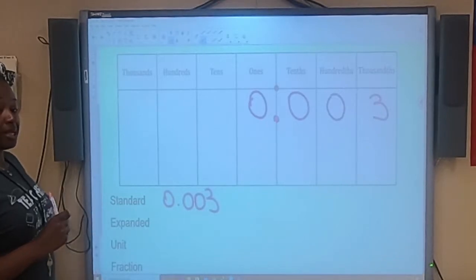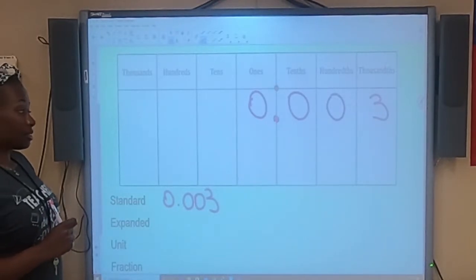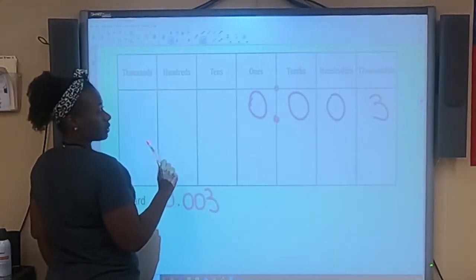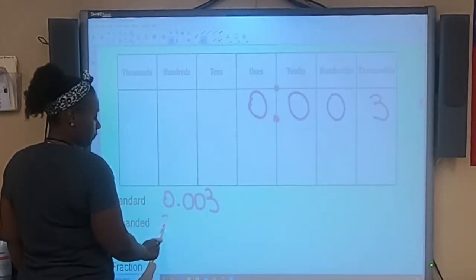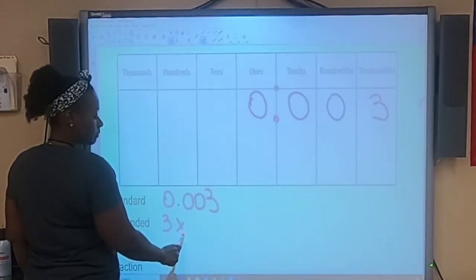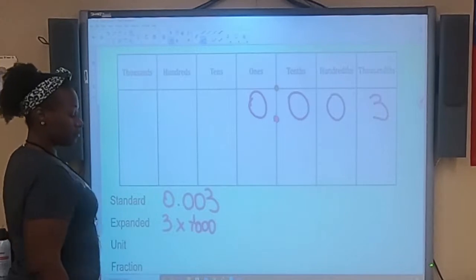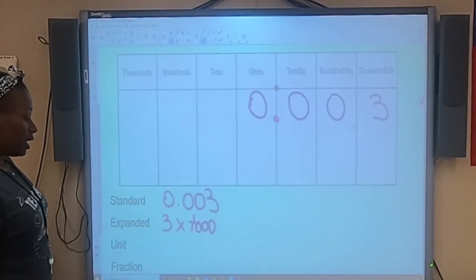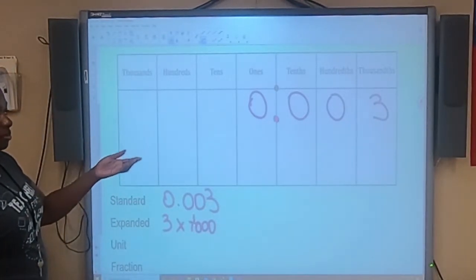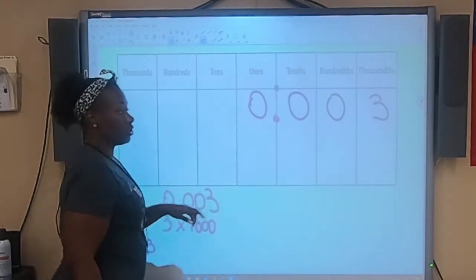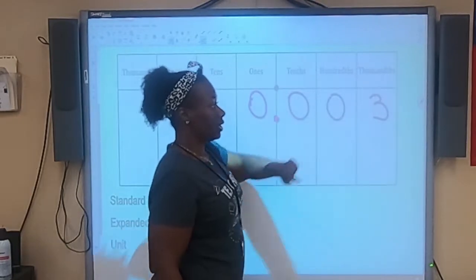Remember, for my expanded, I need a multiplication sentence. The only digit that's not a 0, because remember, we don't have to write zeros, we can skip them, is my 3. And I'm going to times it by its place value, which is the thousandths place. For my unit form, the number I see is 3, and its unit is thousands.